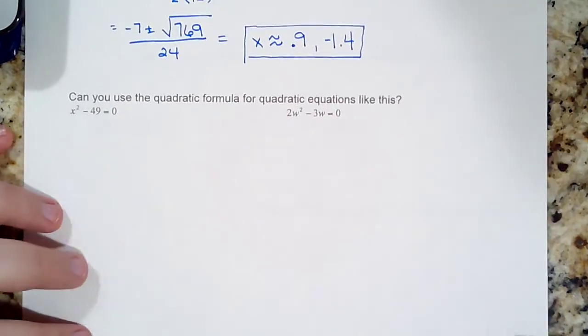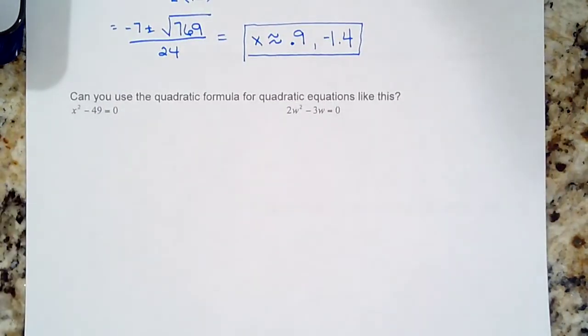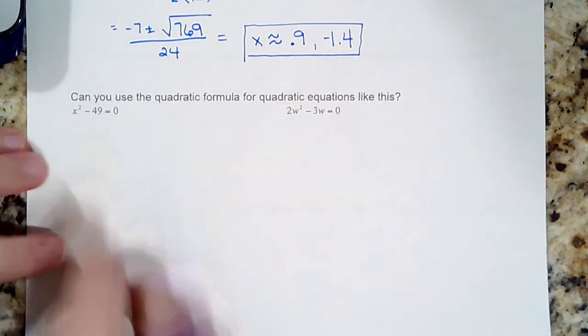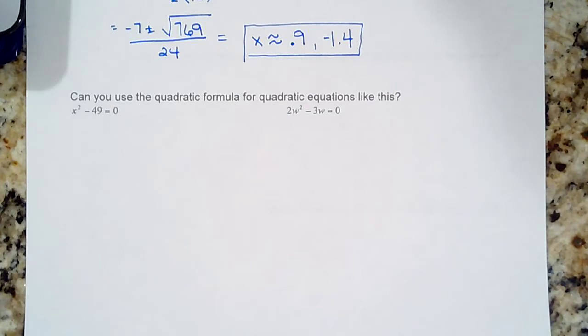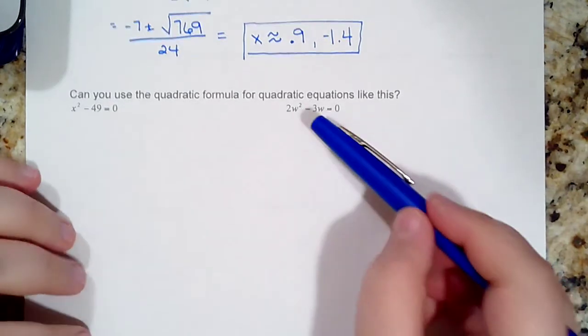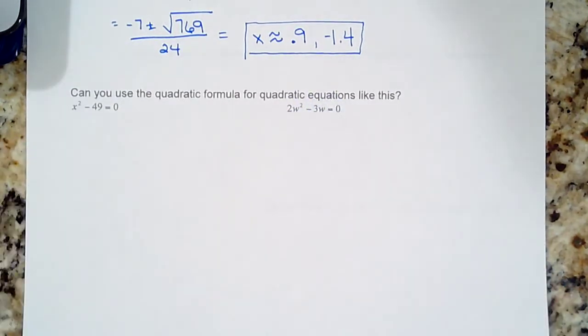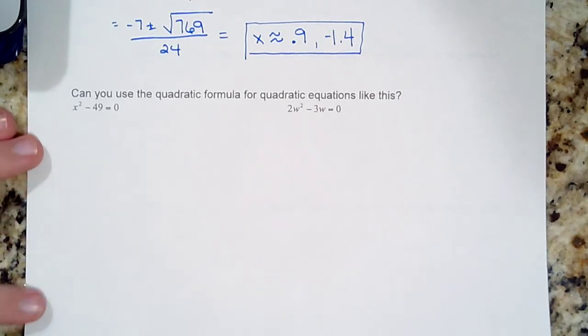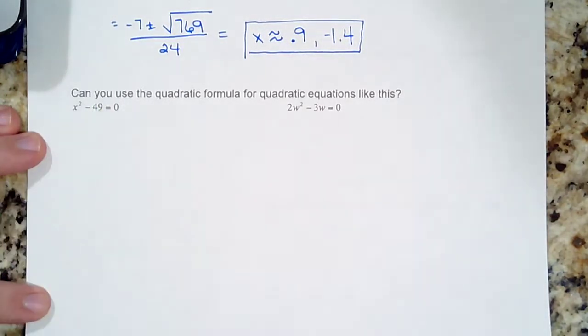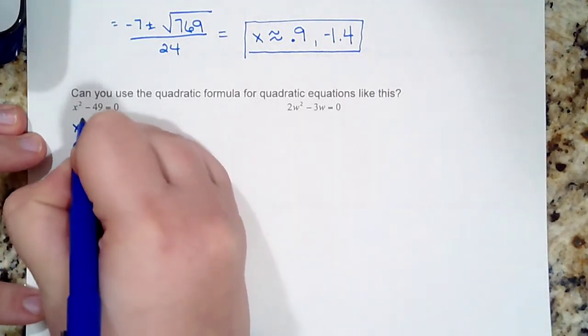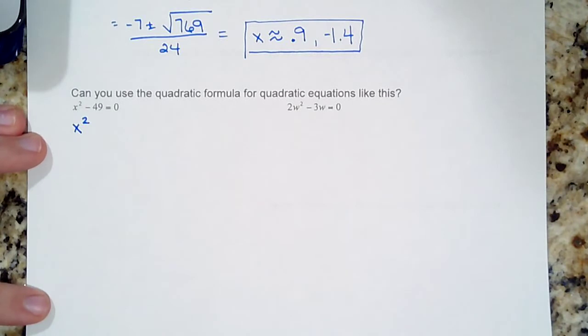All right, next up, can you use the quadratic formula for quadratic equations like this? Now, first off, you shouldn't. This is a difference of squares, and you should automatically go to your factoring that we've learned. This one would be factor out a GCF. But I want to show you that it can be done. The only problem is, because we don't have a linear term, this is not technically in standard form, and we need to rewrite it in a way that it has that linear term.